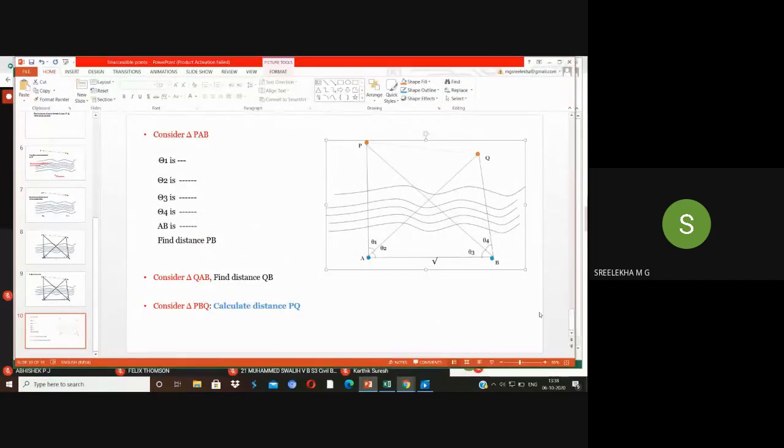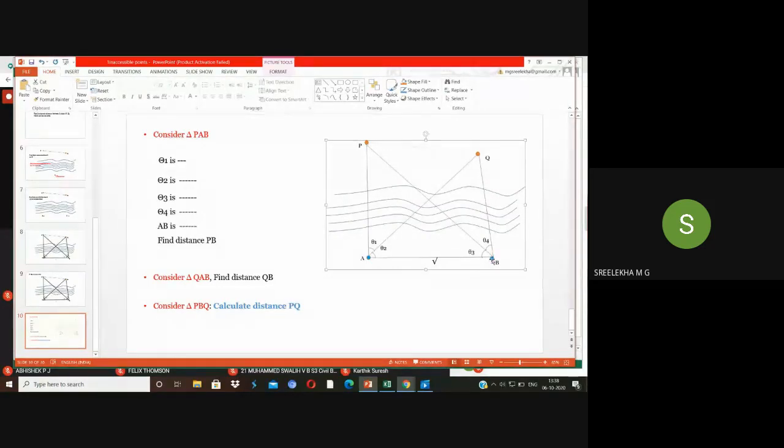So now you know the distance PB. Similarly, consider the next triangle, that is QAB. Here also you know this angle, this angle, and the distance, which you are measuring. From this you can get BQ. Okay, you are finding the distance BQ.